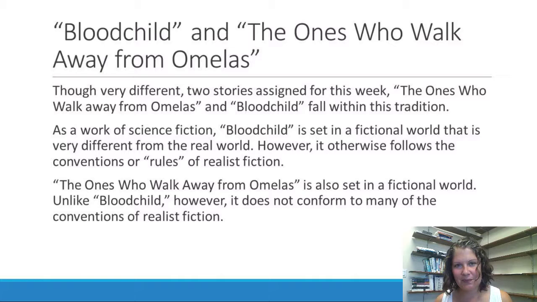As you are reading the stories for this week, I want you to think about these things, and this is what you're going to be exploring in your journals for this week: how these stories either fall into this category of realism, the ways in which they meet our expectations as far as realistic stories, and the ways in which they don't meet our expectations for realist stories.